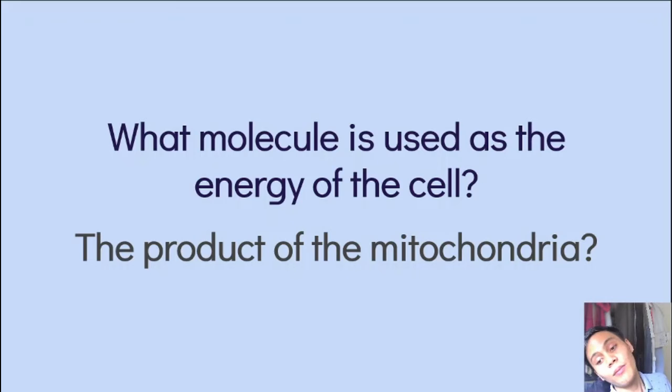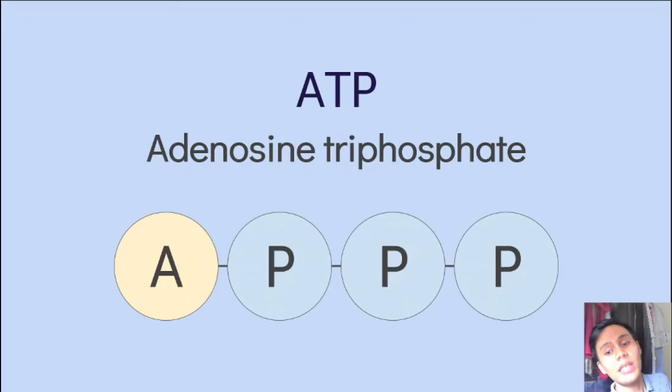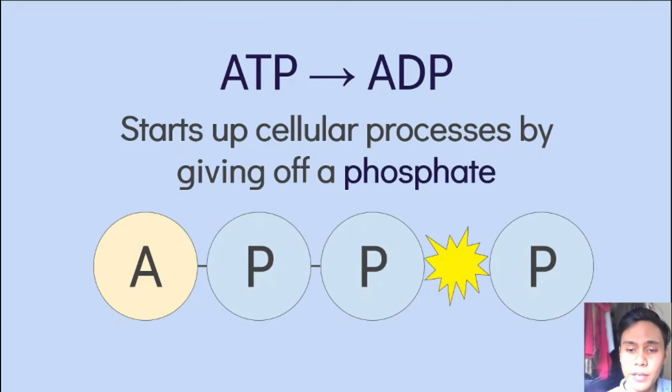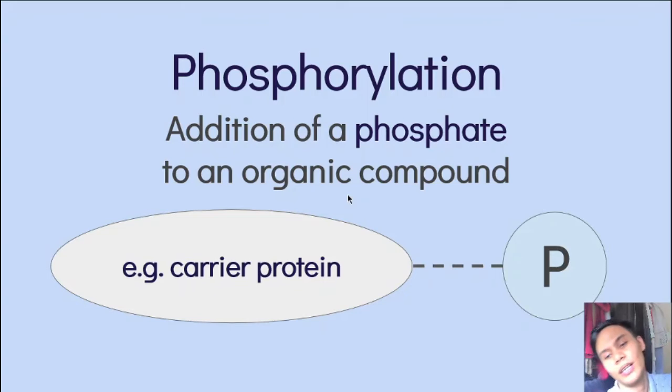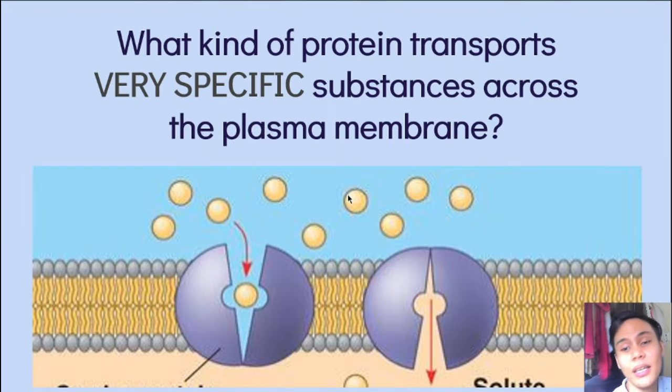Now, what energy is used? Where does the energy come from? It comes from the ATP, or the adenosine triphosphate. This is a simplified diagram of your ATP. Now, what happens in ATP is phosphorylation. So it gives off a phosphate group, and when that phosphate group comes off, it releases energy. Okay, so ATP becomes ADP, or adenosine diphosphate. Now that release of energy is used to power cellular processes through phosphorylation. You add phosphate to another thing, like a carrier protein.